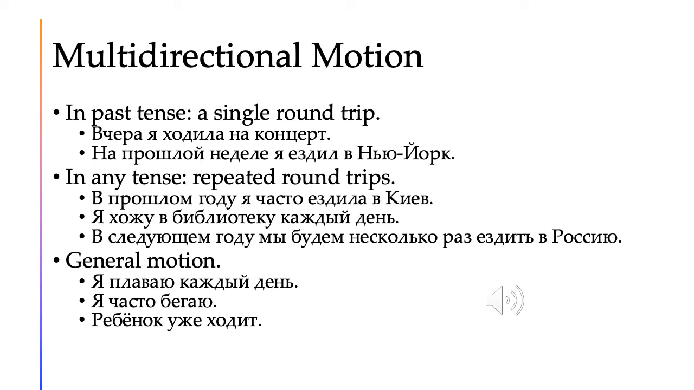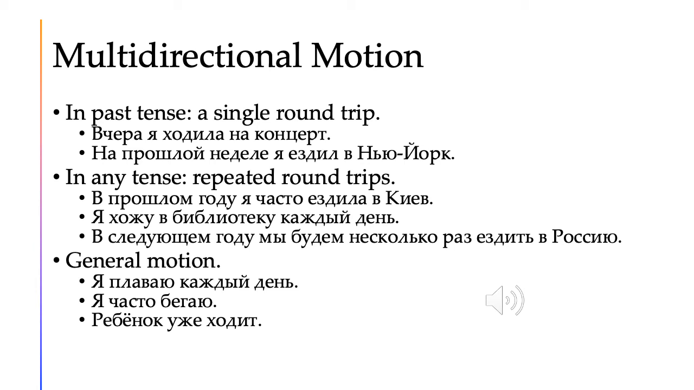We can also use these multidirectional verbs of motion in any tense to indicate repeated round trips. For example, «В прошлом году я часто ездила в Киев». Last year, I frequently went to Kiev. I made multiple round trips to Kiev, so I use ездить in the past tense. Or «Я хожу в библиотеку каждый день». I go to the library every day. Repeated round trips, so we're using a multidirectional verb of motion, хожу. Or in the future, «В следующем году мы будем несколько раз ездить в Россию». Next year, we will go to Russia several times. We're going to make repeated round trips in the future, so we use a multidirectional verb of motion, ездить.